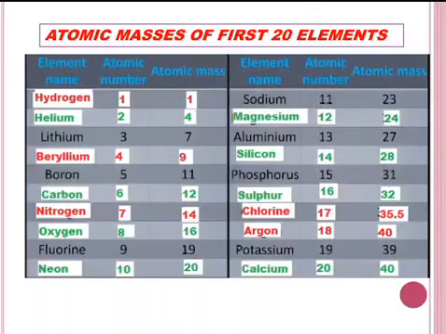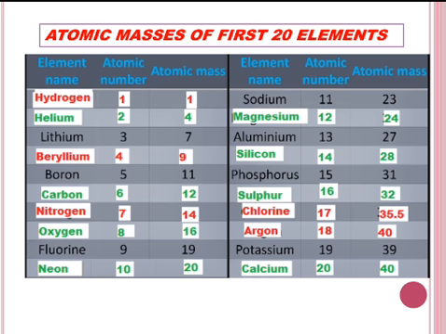So in this way, it becomes very easy for you to learn the atomic masses of first 20 elements with exceptions, that is hydrogen with atomic number 1 and atomic mass 1, beryllium with atomic number 4 and atomic mass 9, nitrogen with atomic number 7 and atomic mass 14, chlorine with atomic number 17 and atomic mass 35.5.